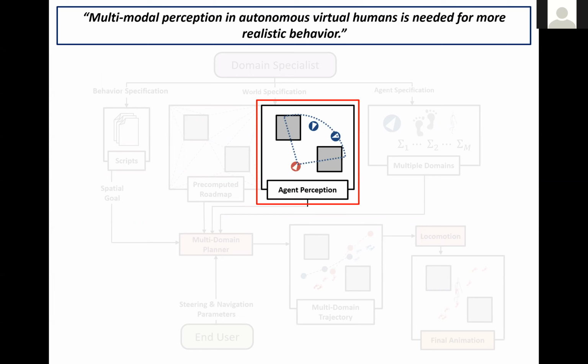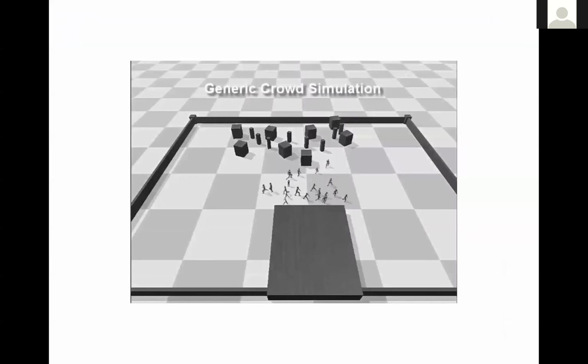Okay. So moving on to perception. As I mentioned, current approaches only model visual perception, right? They model synthetic visual perception, models of how agents can see in their immediate surroundings. So auditory perception is something that is sorely missing.